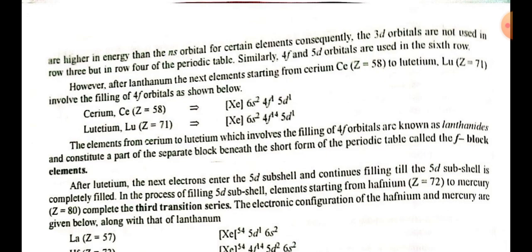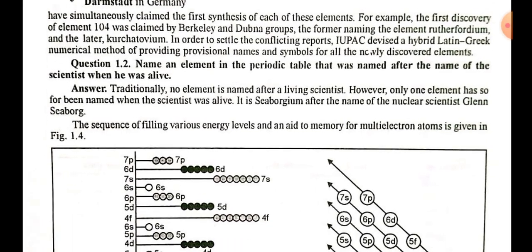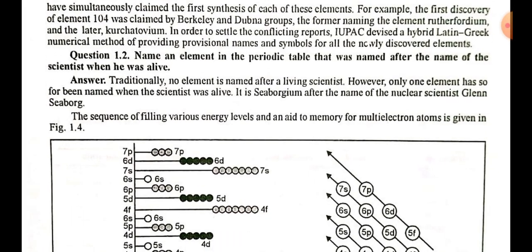Now name an element in the periodic table that was named after a scientist while he was alive. Traditionally, no element is named after a living scientist. However, only one element has been named when the scientist was alive: it is seaborgium, after the nuclear scientist Glenn Seaborg.